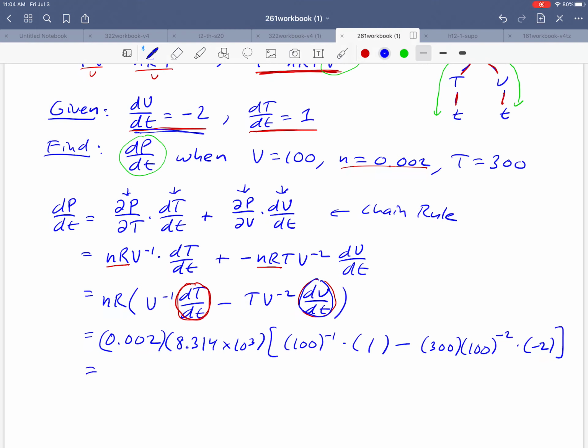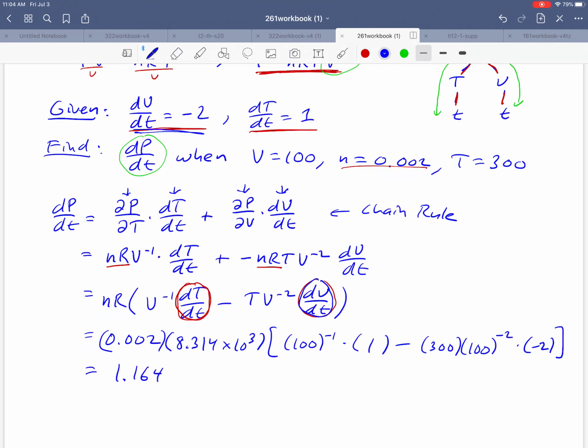Okay, and at this point, it is a matter of just going to your calculator and seeing what you get out of all of this. Okay, so I'll let you double check me on this, but what you come up with is an answer of 1.164. Okay, that's the rate of change of pressure with respect to time.